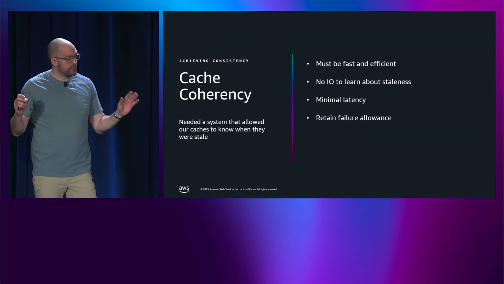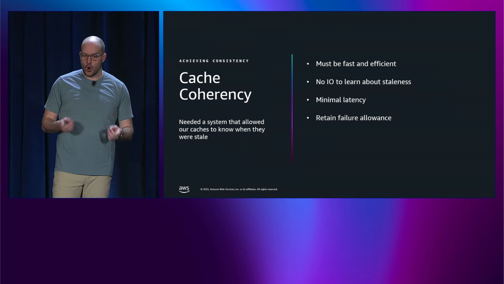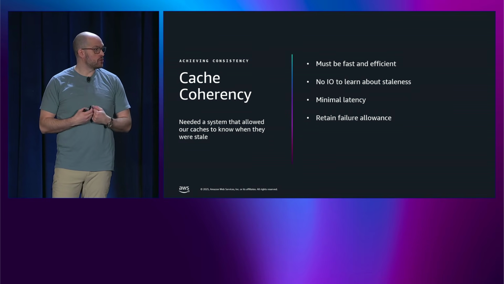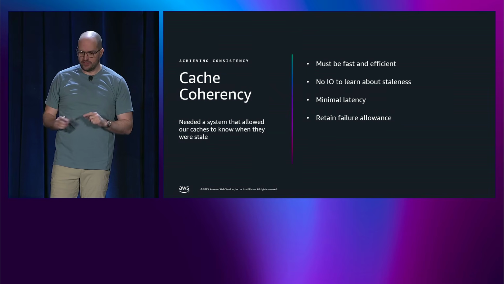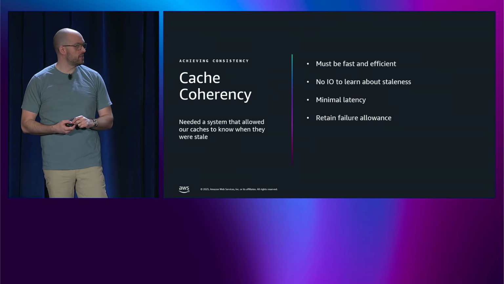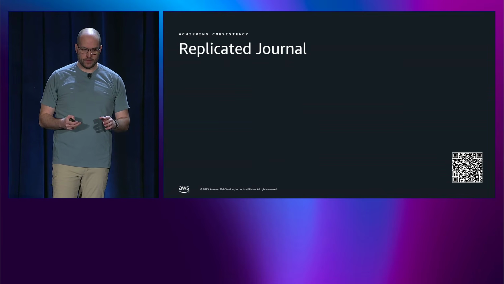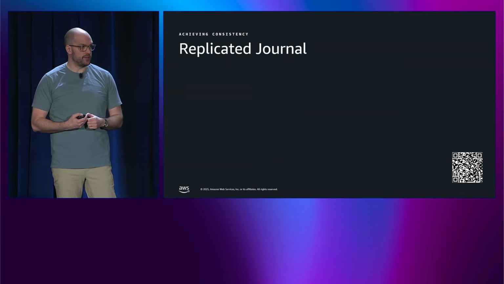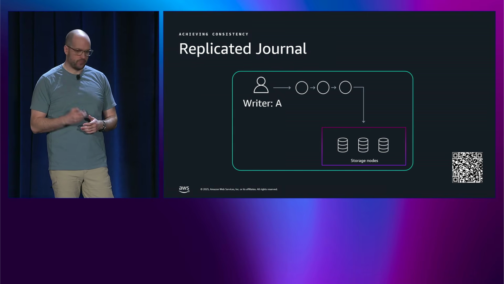However, consistency was probably the most requested feature that we had at the time. And so we set out to solve this overlap problem by building a cache coherency protocol. This protocol had to be fast, efficient, and available, which meant we needed to retain that property that multiple servers can receive requests while some are allowed to fail. And the way we decided to do this was with a replicated journal. And so let's take a look at how this works.